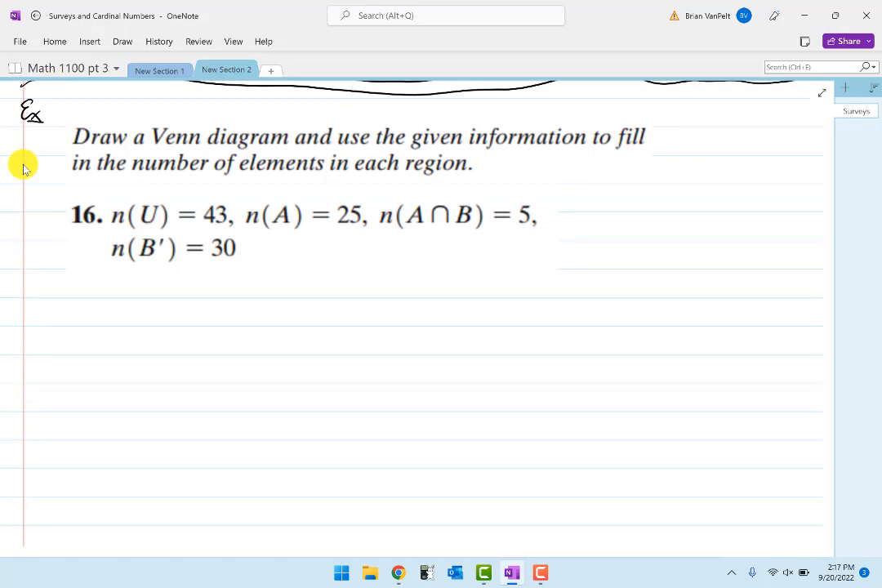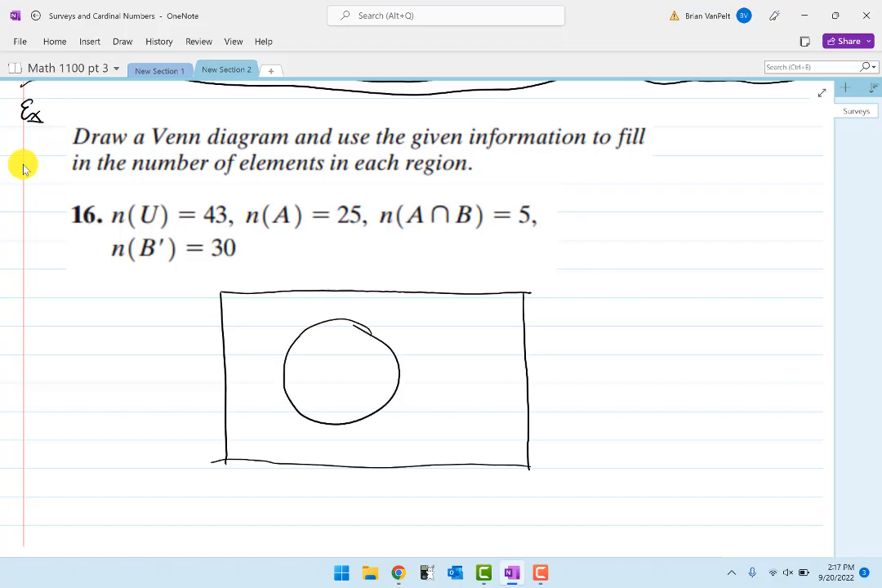All right, another use of the Venn diagram is given in this problem here. They tell us how many items are in the universal set, and they tell us a few other things. And notice we only have A and B to deal with. So this is a smaller example than what we've been doing. We have an A circle and I have a B circle. Let's fill in the information that I know.